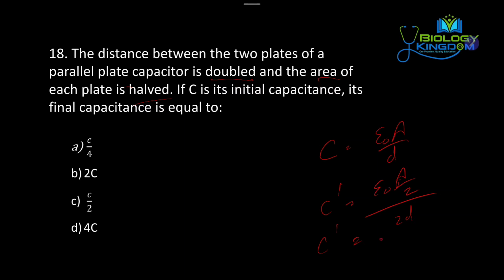So we denote the new capacitance as C dash. If we write here, you can see these two will get divided here, so it will become 4D, and this is nothing but C. So we can write C dash is equal to C by 4. So here we can see the new capacitance is equal to C by 4.